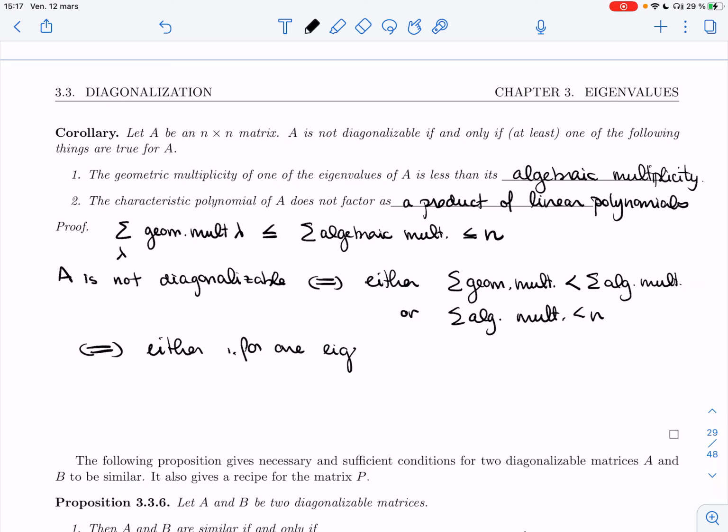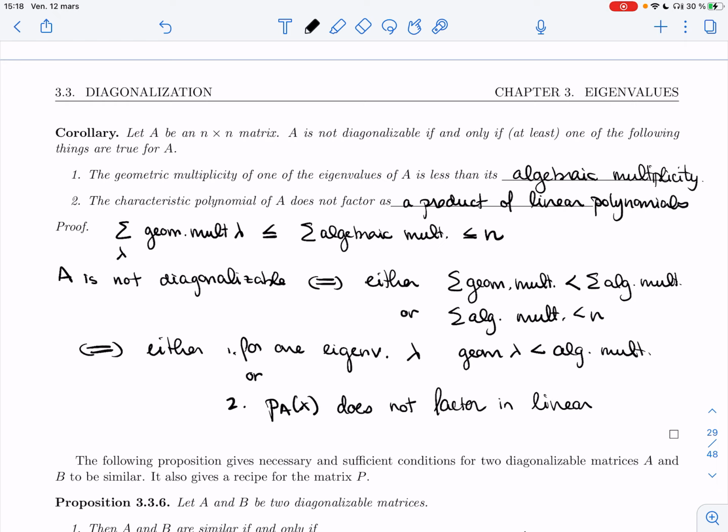So let's translate those. Either for one eigenvalue lambda, the geometric multiplicity of lambda is less than the algebraic multiplicity, right? So each one is less or equal. So if it's actually strictly less, that means one of these has to be strictly less than one of those. Or, when you look at the number of factors, these count the number of linear factors that P_A of x has, and it doesn't have n. So there's an irreducible quadratic somewhere, something like that. P_A doesn't factor in linear terms. So it doesn't have n roots counting multiplicities. It does not factor in linear polynomials.